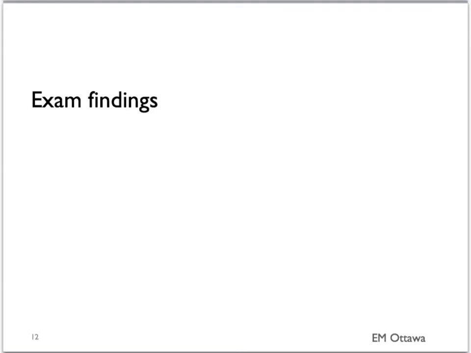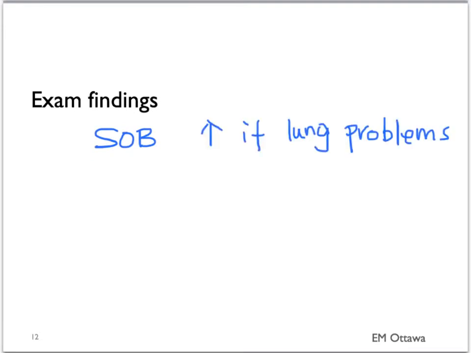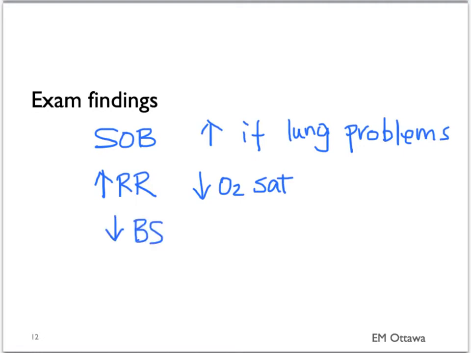On examination, depending on the size of the pneumothorax, the patient can have shortness of breath, particularly if they have underlying lung disease. The vital signs on examination will show tachypnea, sometimes even a drop in the oxygen saturation. When you listen to their lung, you might hear that there is decreased breath sounds on the affected side, although this is a challenge to hear in a noisy emergency department.